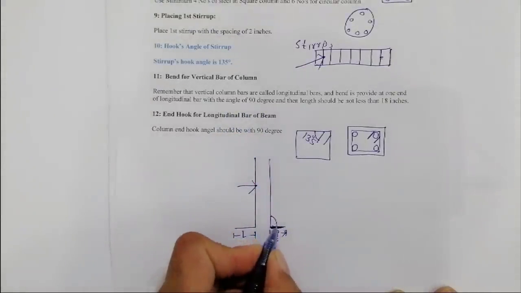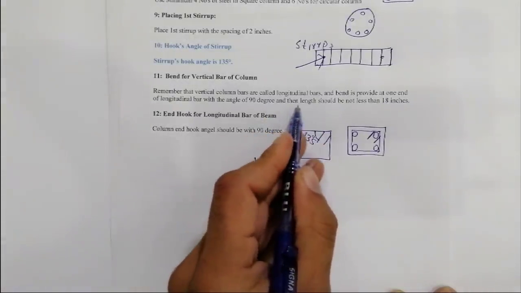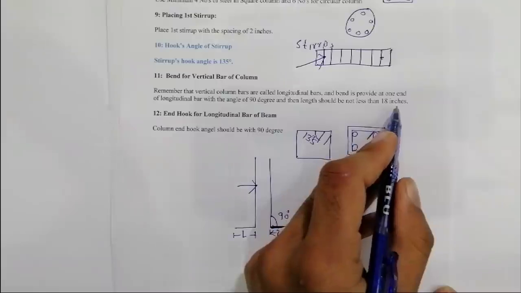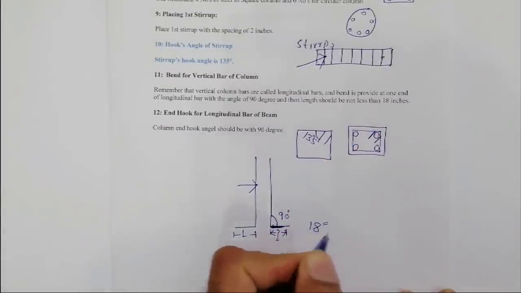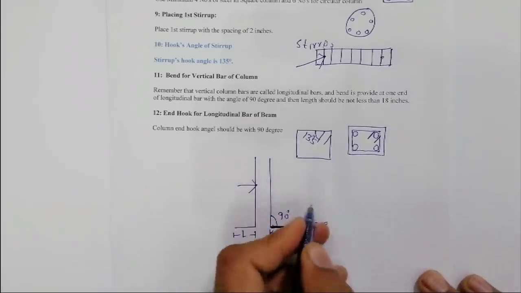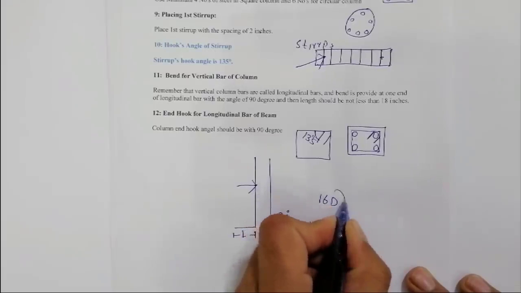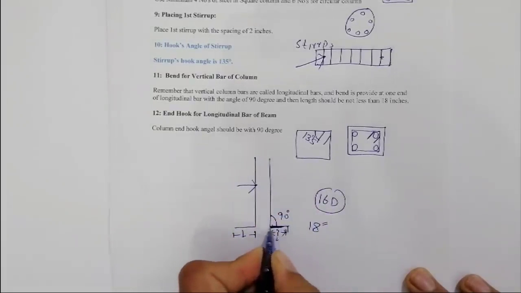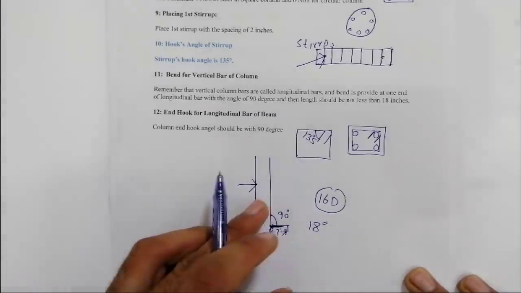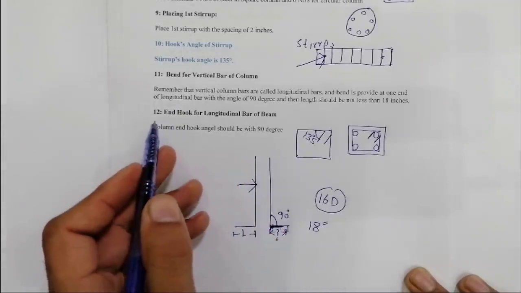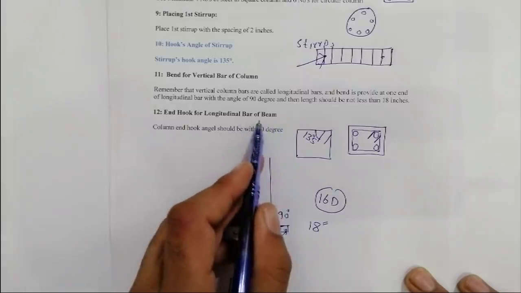So you can see this is 90 degree, and then the length should be not less than 18 inches. So it should be 18 inches. It should not be less than 18 inches. Okay, or you can also use the formula for this, which is 16d. You can also use the formula to find the length of this bend in a column for the longitudinal bar. Remember this point.